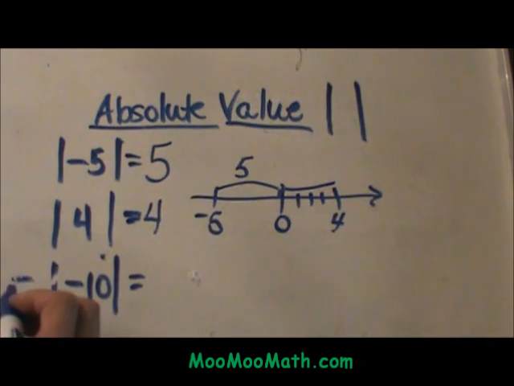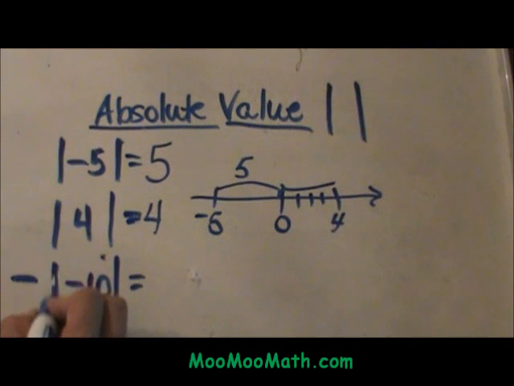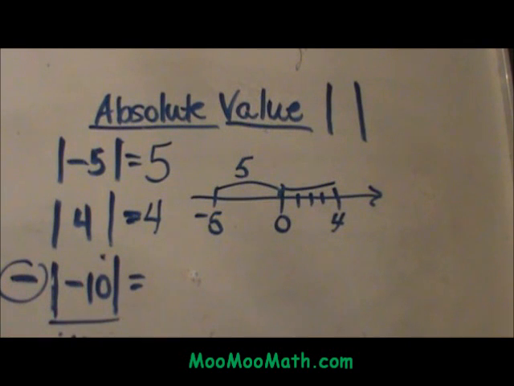Now this last one's a little bit tricky because we have a negative outside of the absolute value. So what's the absolute value of 10? The absolute value of 10 is +10, but then this negative on the outside makes the answer negative. So the answer for this one is -10. So don't be tricked by these negatives on the outside. If you have a negative on the outside, the answer will definitely be negative, even if it's positive on the inside or negative on the inside.